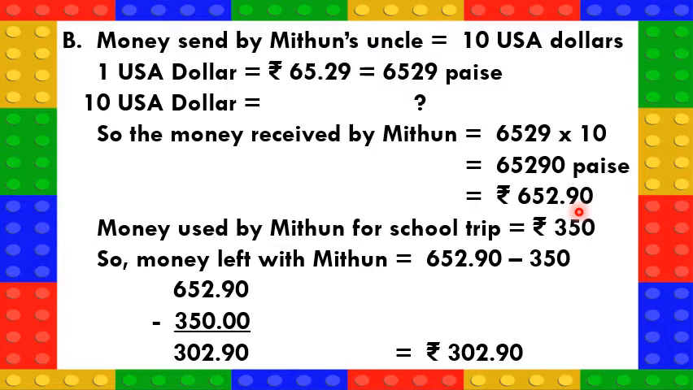But out of rupees 652.90, Mithun gave rupees 350 for his school trip. So money left with Mithun is rupees 652.90 minus rupees 350. That is rupees 302.90. So money left with Mithun is rupees 302 and 90 paise.